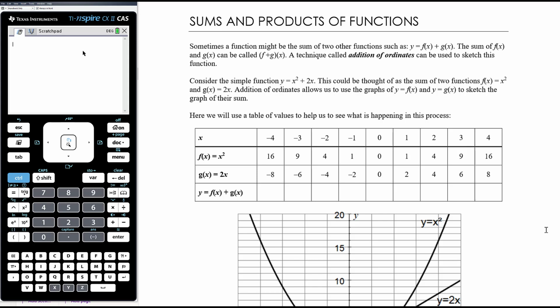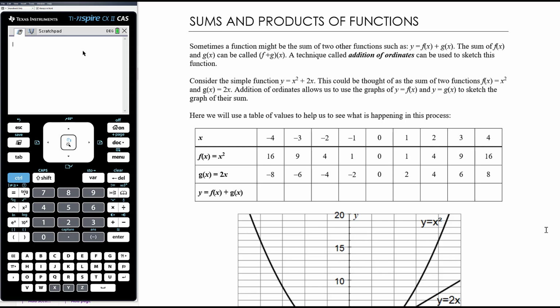So if we think about this simple function, x squared plus 2x, we could think about that as the sum of two functions, f of x equals x squared and g of x equals 2x. So addition of ordinates allows us to use the graphs of y equals f of x and y equals g of x to sketch the graph of their sum. Now, I've drawn up a table of values here. I'm not advocating that you draw up a table of values. That would defeat the purpose. It wouldn't make this an efficient process, okay?